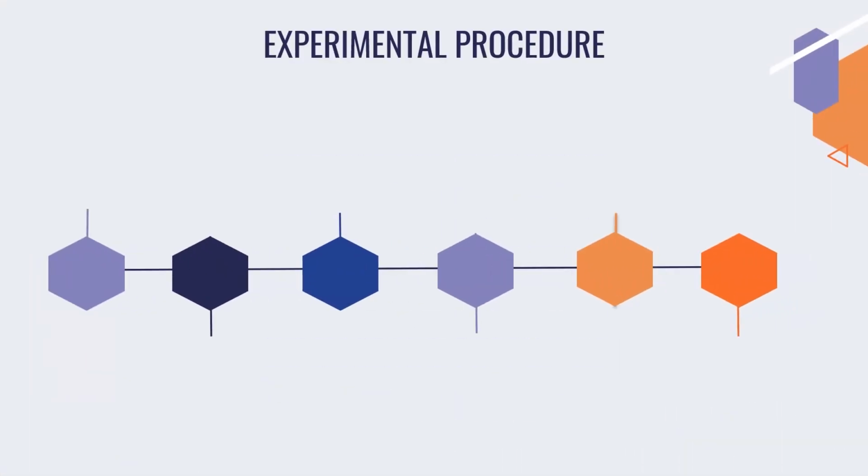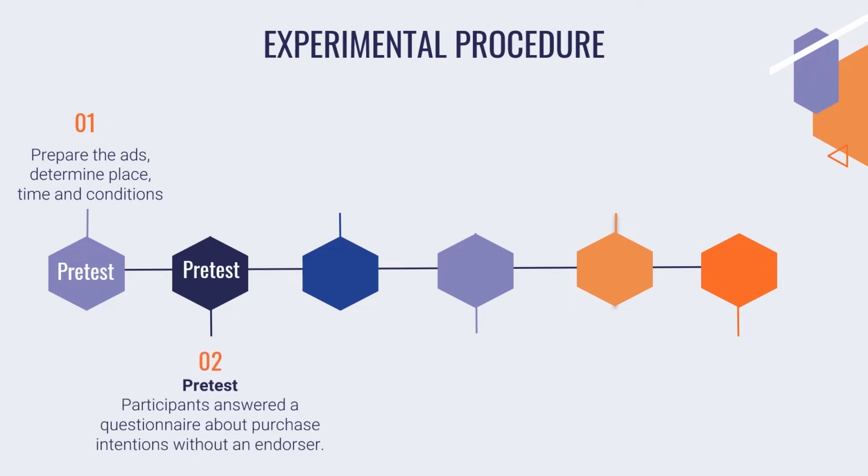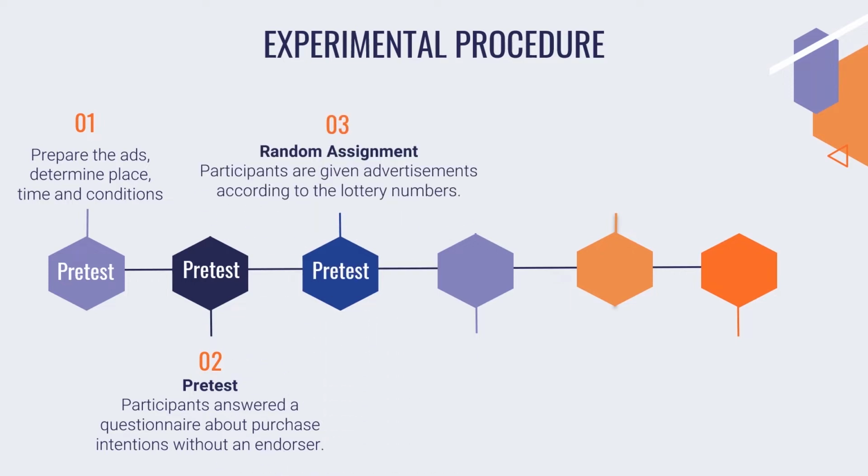The experimental procedure. The procedure for carrying out the laboratory experiment includes the following steps. First, the researcher prepares the print advertising media, which includes the instrument, place, and determining the time of treatment. Second, pretest. Participants answer a questionnaire about purchase intention without an endorser on it, with a 7-point semantic differential. Third, random assignment. Participants are given an advertisement according to the lottery number.